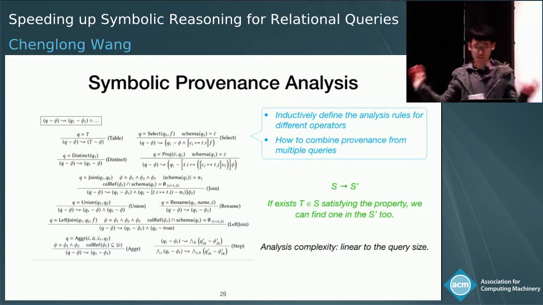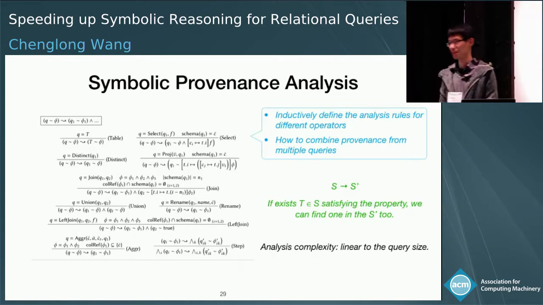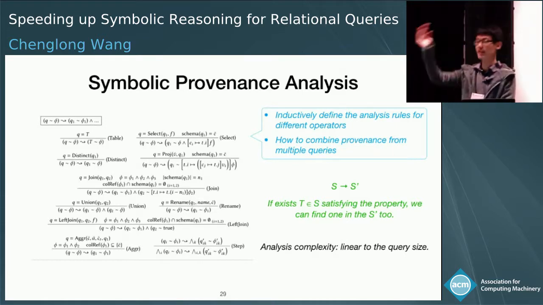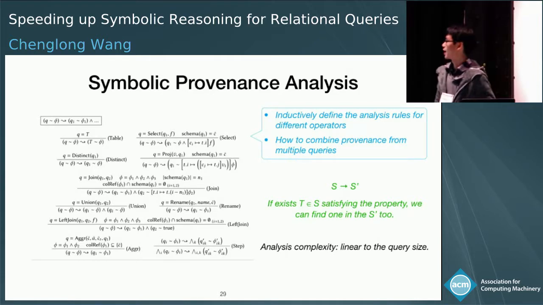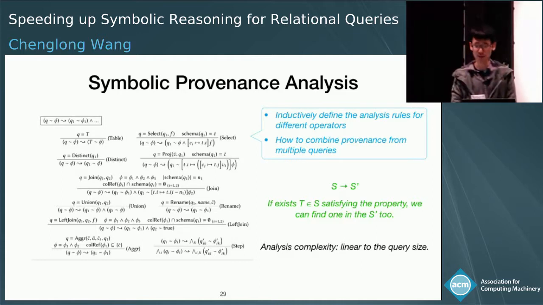So we just do some very nice work on formalizing the algorithm. I think the key idea is this, but we want to generalize for different operators and different queries, because a query can be composed from all possible operators in different ways. So we inductively define the analysis rule of different operators, like how to do the backward analysis from the output to the input, and also how to combine them when there are multiple queries, like in equivalence, where two queries are doing something together.